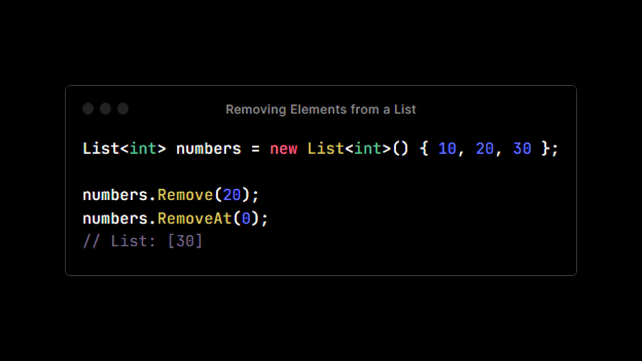Removing elements from a list. To remove elements from a list, you can use methods like Remove, RemoveAt, or RemoveRange. Here's an example of removing elements from a list.